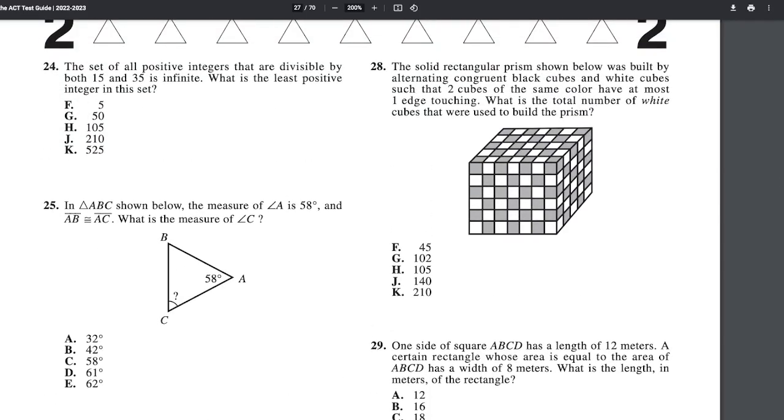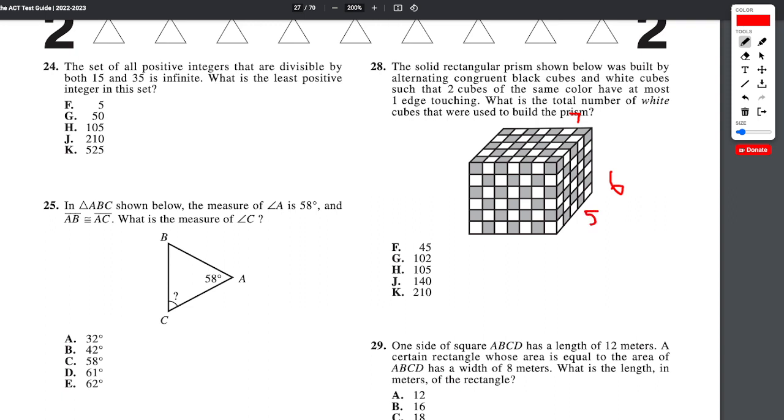28. This one says, what does it say? A solid rectangular prism shown below was built by alternating black cubes and white cubes, such that 2 cubes of the same color must not have a touching face. What is the total number of white cubes that are used to build the prism? Let's multiply the length, width and height for this thing. 1, 2, 3, 4, 5, 6, 7. This is 7. 1, 2, 3, 4, 5, 6. This is 6. And this is 1, 2, 3, 4, 5. 7 times 6 times 5.